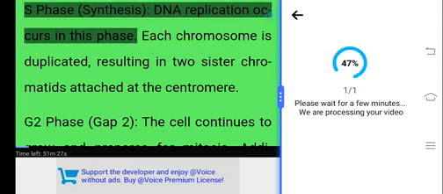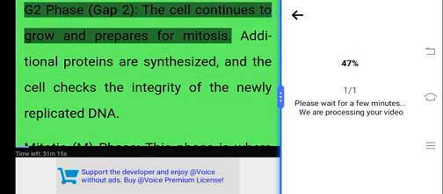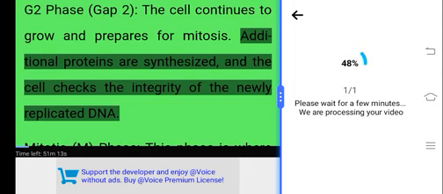S phase, Synthesis: DNA replication occurs in this phase. Each chromosome is duplicated, resulting in two sister chromatids attached at the centromere. G2 phase, Gap 2: the cell continues to grow and prepares for mitosis. Additional proteins are synthesized, and the cell checks the integrity of the newly replicated DNA.